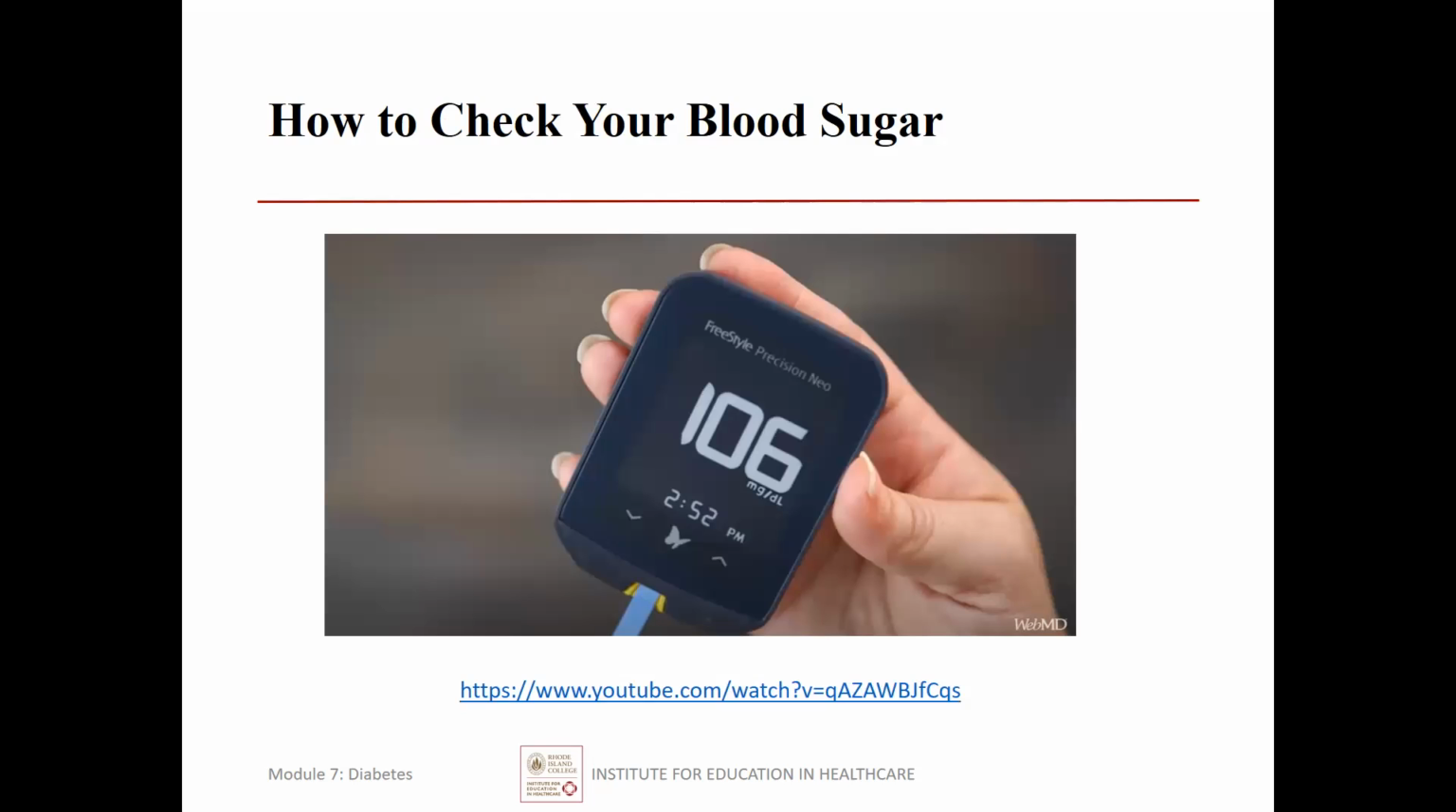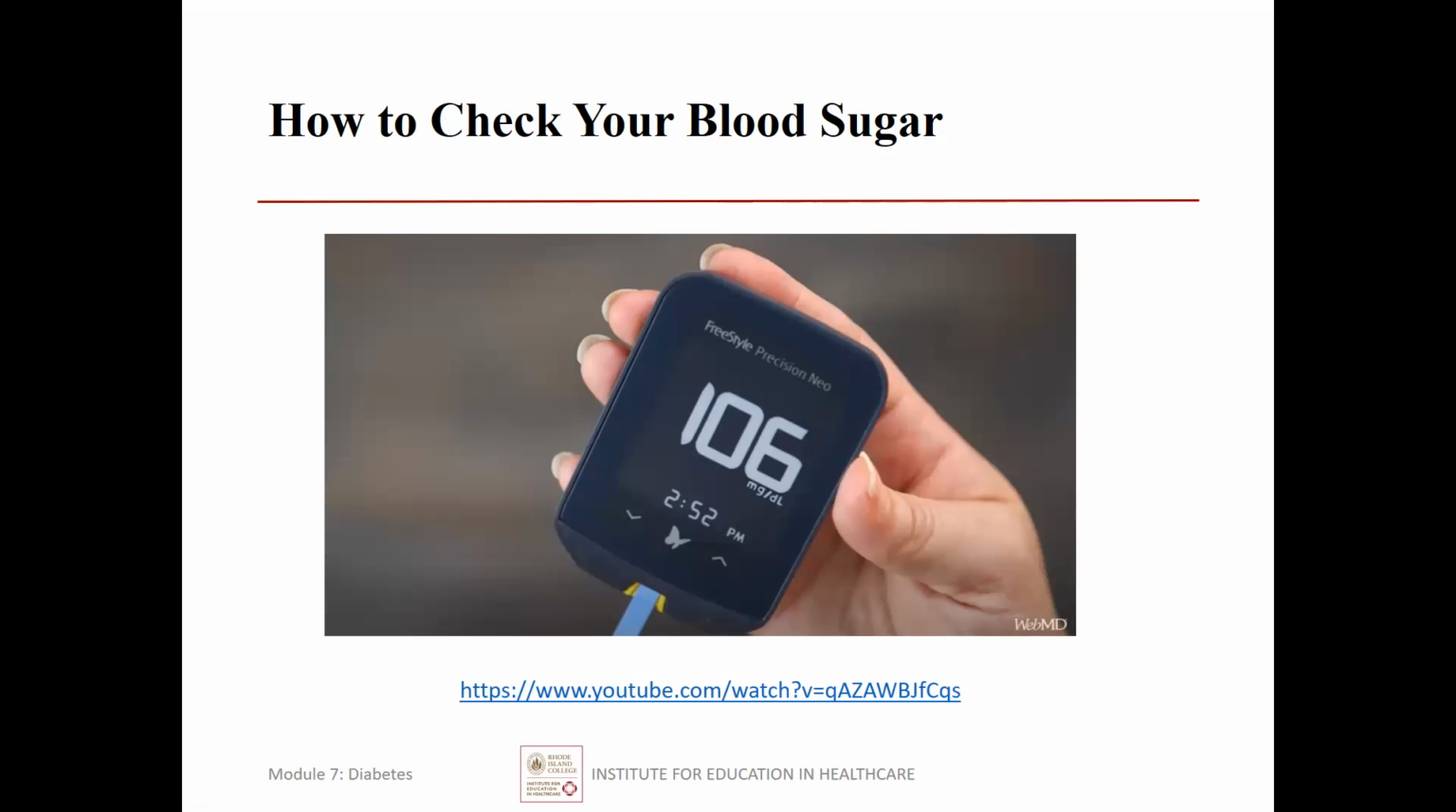So people who are testing their blood sugar regularly are usually given a blood glucose meter or glucometer, and different glucometers work in slightly different ways. So each person should be trained on the particular one that they're going to use. They'll typically meet with a diabetes educator or a nurse who will show them exactly how to use the one that they're going to use. Click on this link here and it will show you how to use this particular one.